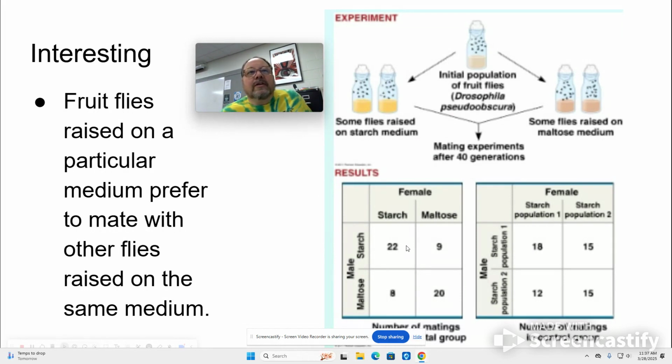Here, if we look, female and male fruit flies prefer other flies that grew up eating the same type of food, whether it's both growing up eating starch or both growing up eating maltose. If they're all fed the same thing, then they show no preference in terms of mating. So that may be a clue as to the kind of things that show up on the test.